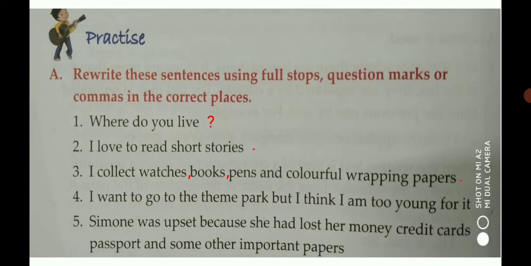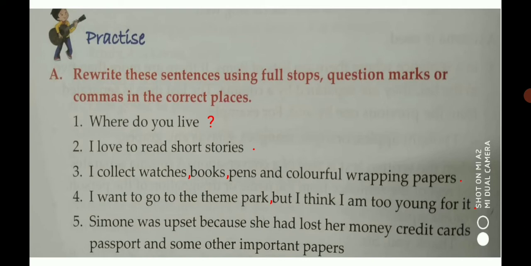Understand? Next: I want to go to the theme park but I think I'm too young for it. So what changes will be there? Before the conjunction, as we learnt. Here 'but' is the conjunction, and before 'but' we will put a comma, and after the sentence we will put a full stop.